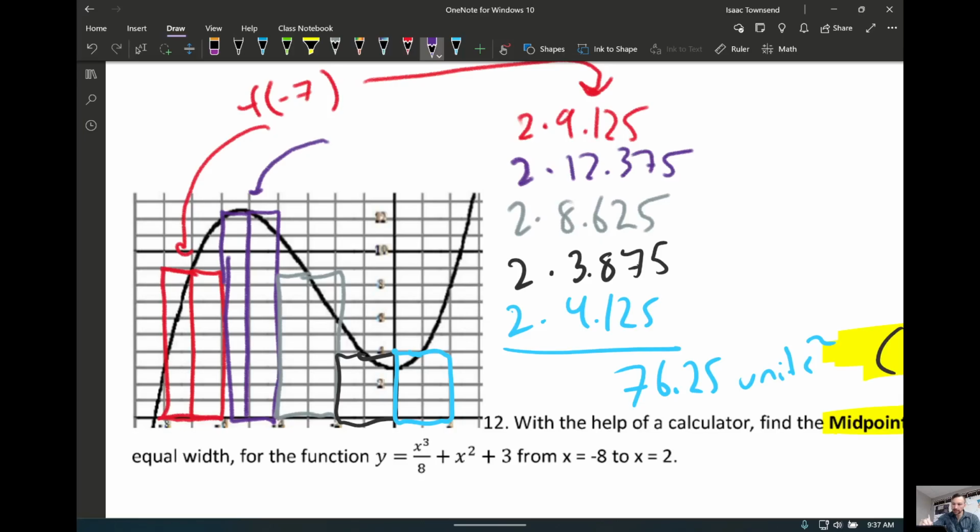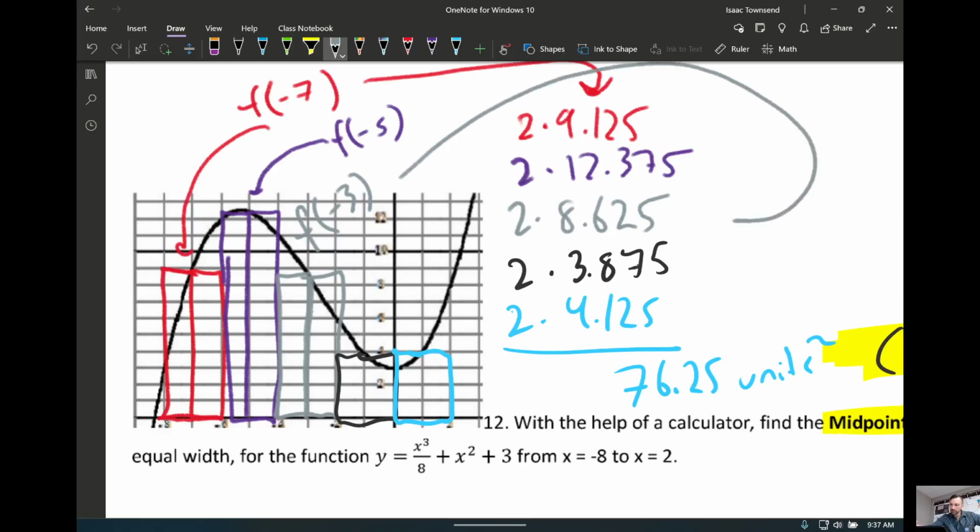For the second one, his length comes from the y value when x is -5. So I plugged -5 into the function, saw that his length was 12.375, multiplied him by his width, and that's how I got the area of my purple rectangle. I'll verbalize one more time. This guy's length came from the y value when x was -3. So I had to plug -3 into the function, hit enter to solve for y, and the length of that third rectangle was 8.625. I know some of them look like they're hitting nice even numbers, but they're not.